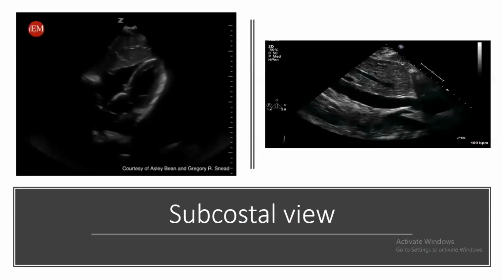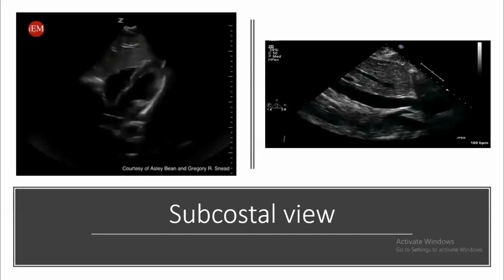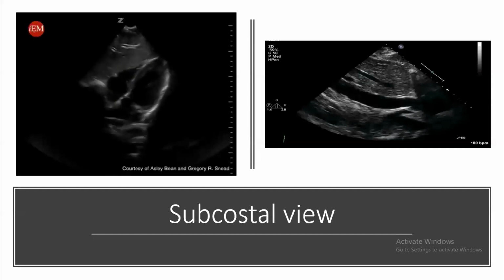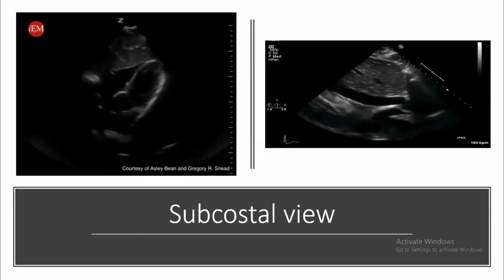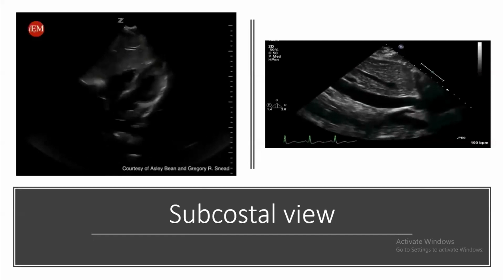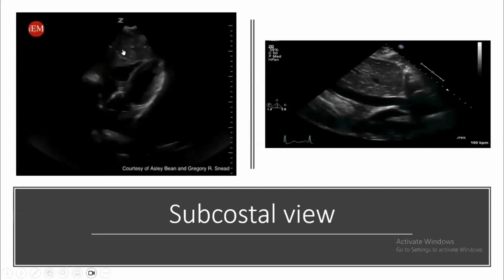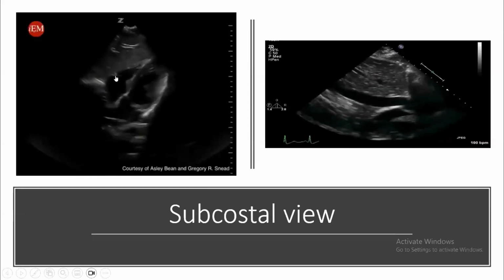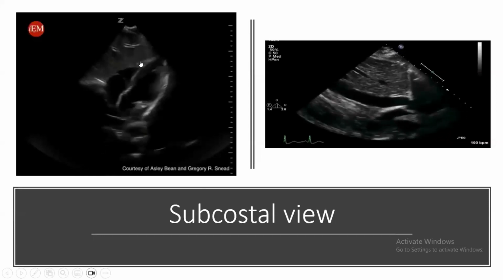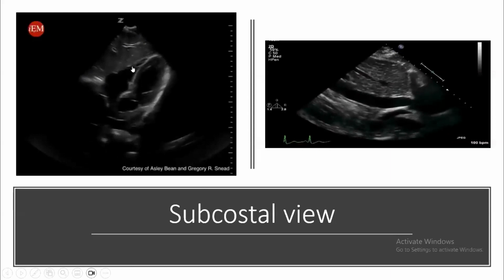Okay, now we have finished talking about the four basic views. We'll just talk about another issue. Now, what is this view? This is the subcostal view. In the subcostal view, this is the liver, and here is the right ventricle. As you can see, the right ventricle is small.